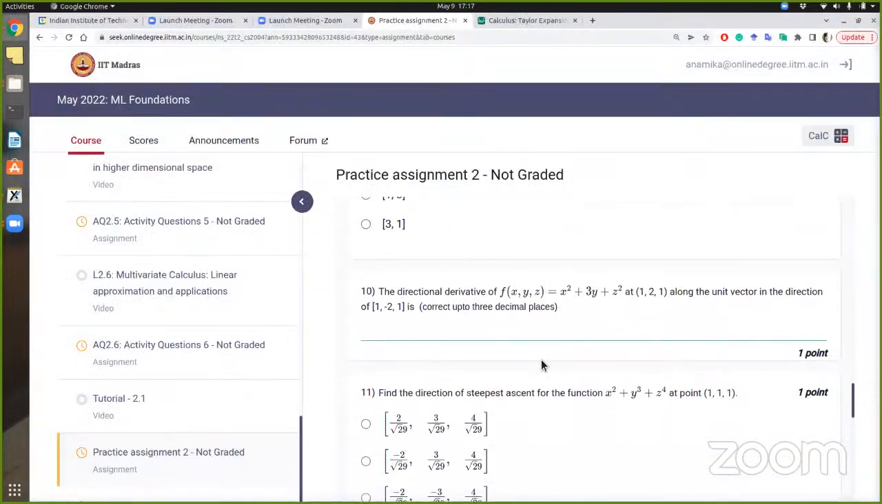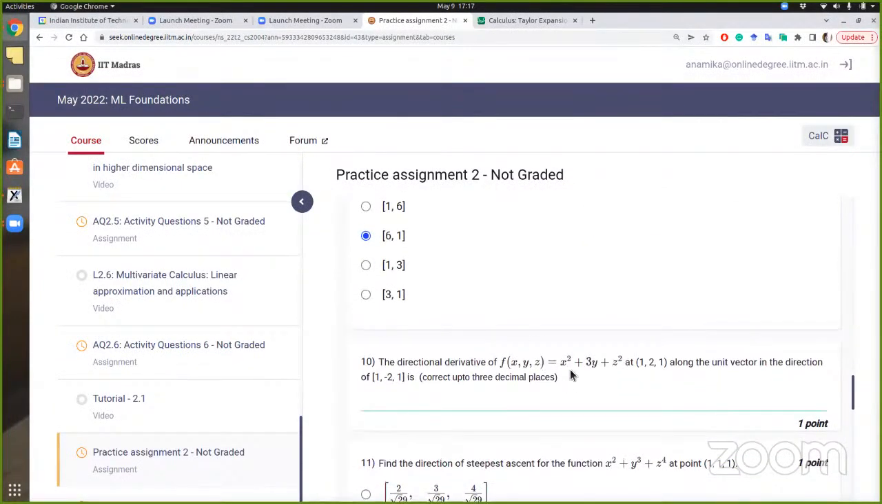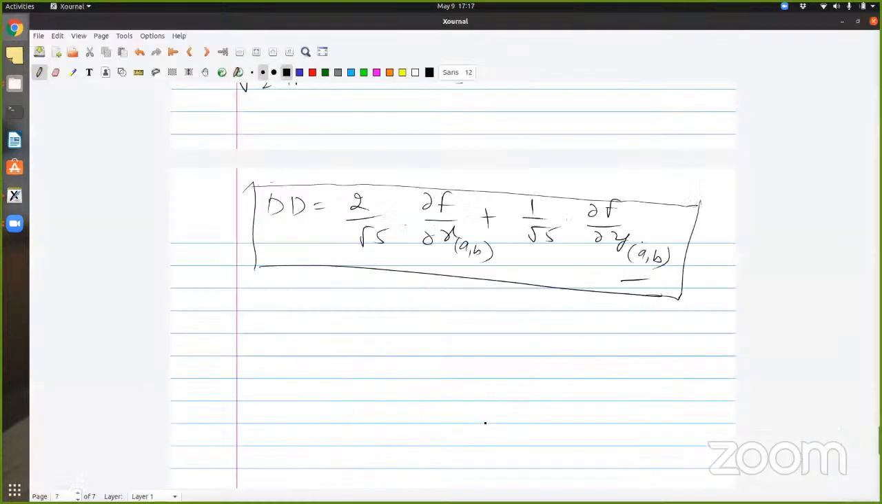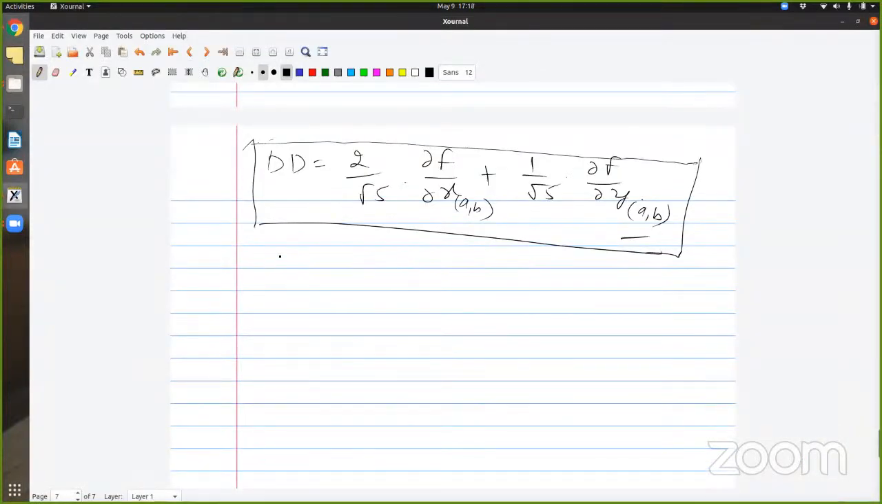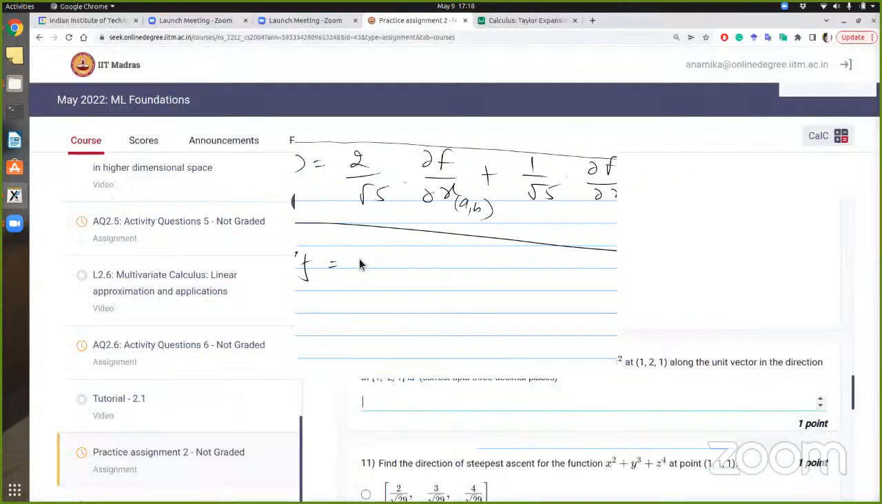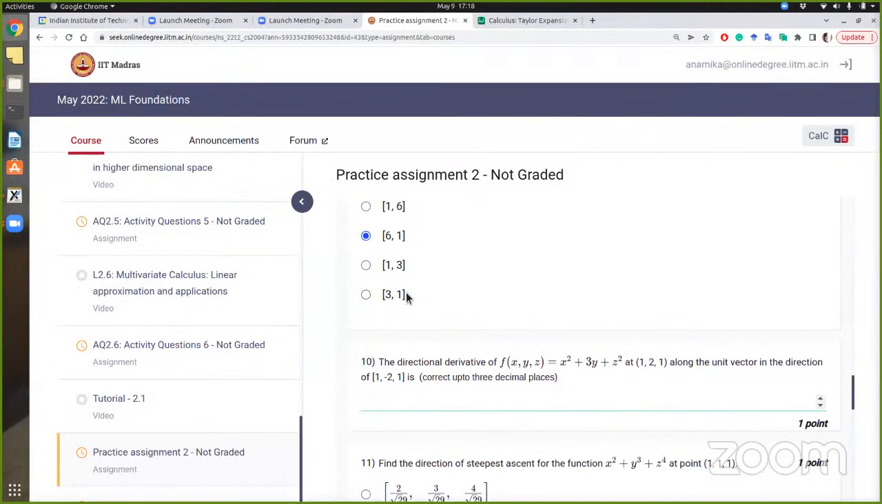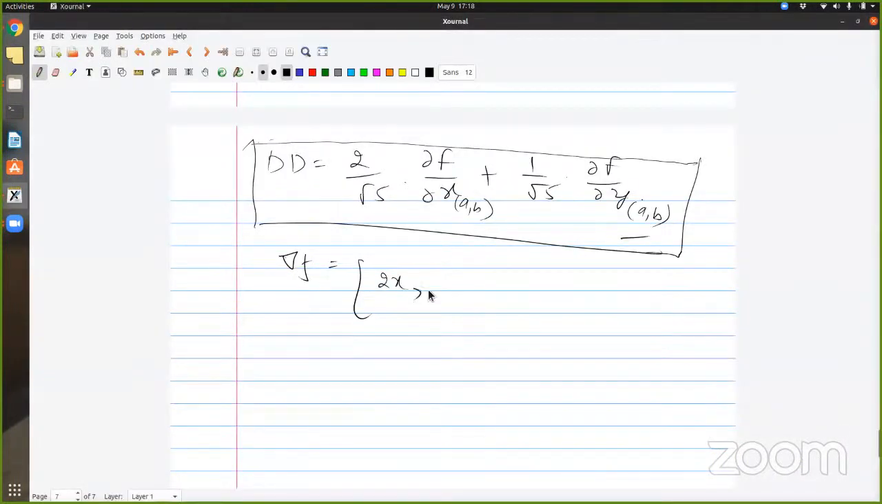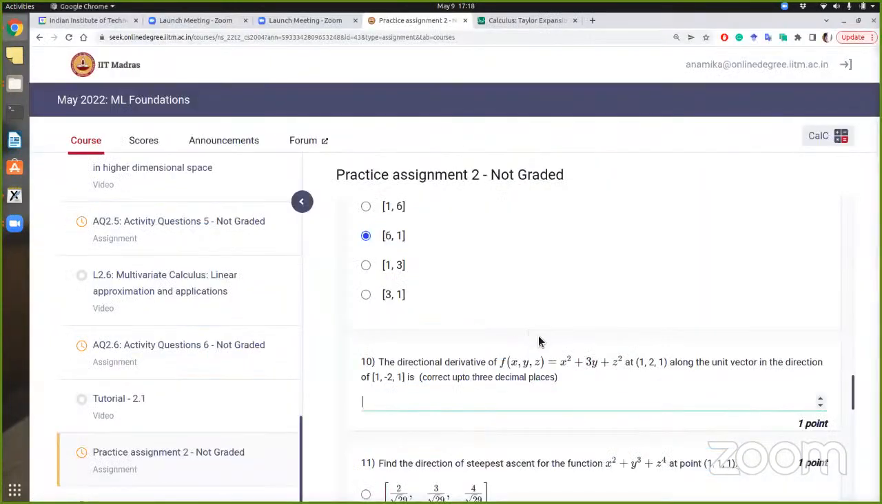So what are we asked here? The directional derivative of this function at this point along the unit vector. Sometimes you might be given a unit vector, sometimes not, so you can check that. You always need a unit vector to get the weighted sum. So let's see. The gradient will be 2x, then 3, and then 2z. That is your gradient.